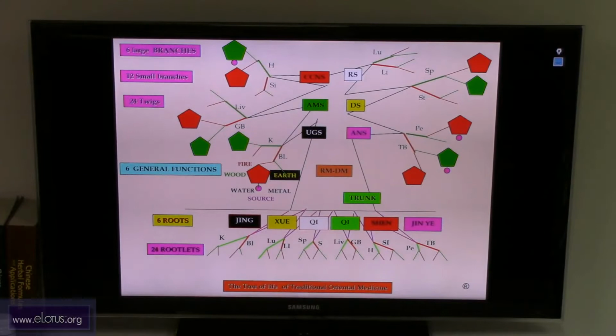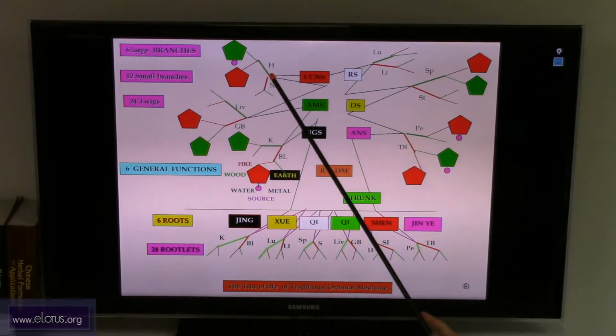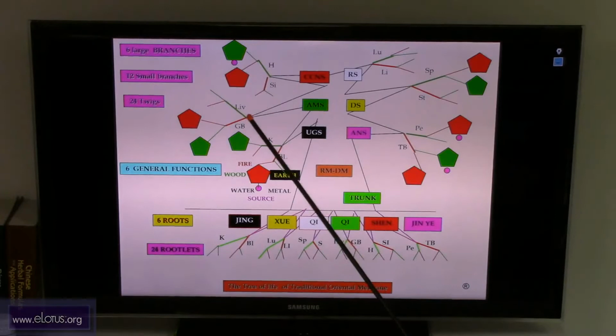Each system has two large branches, because we have the two basic functions, yin and yang. So we have the yin function and the yang function for each system. The same.